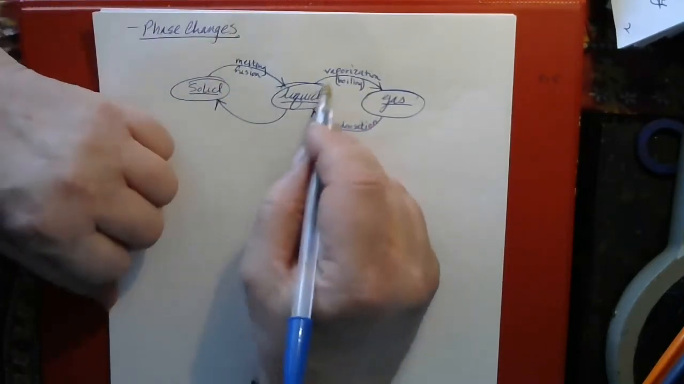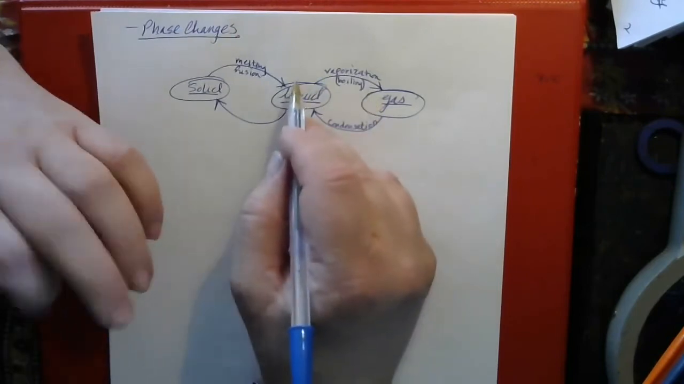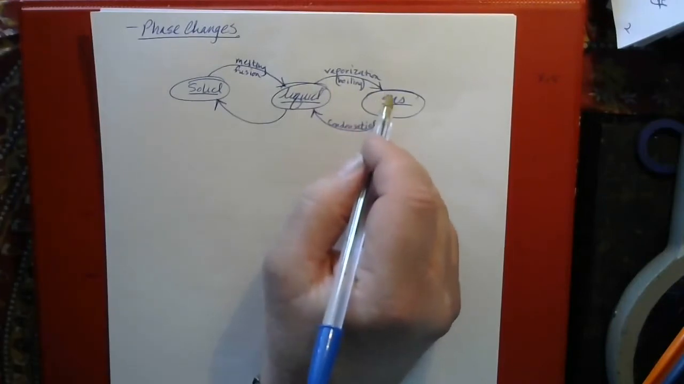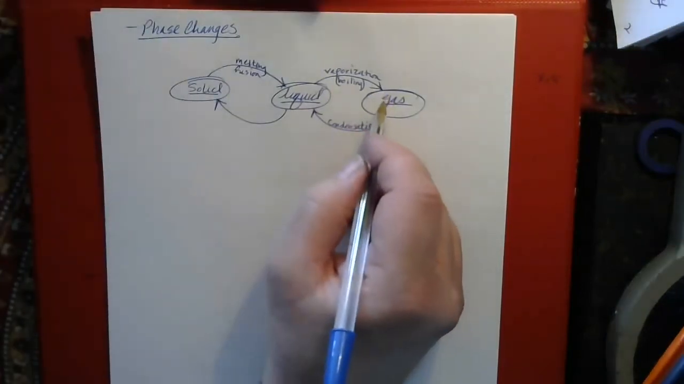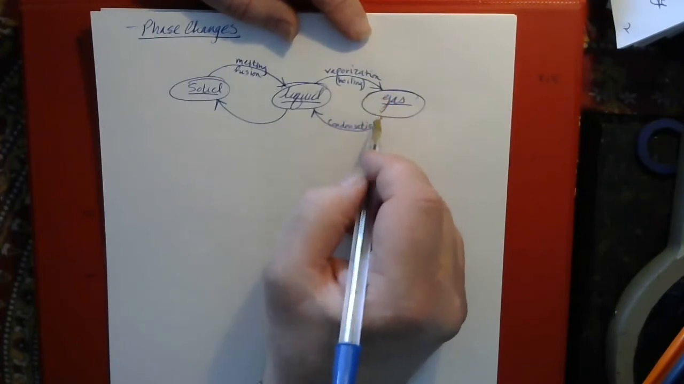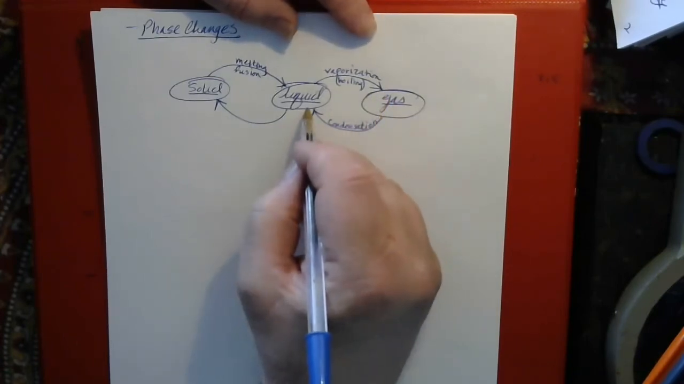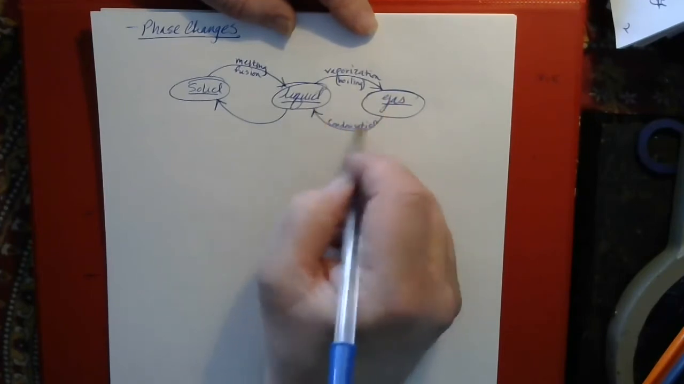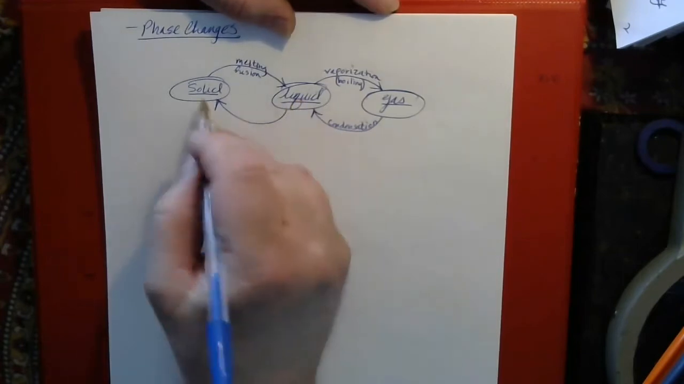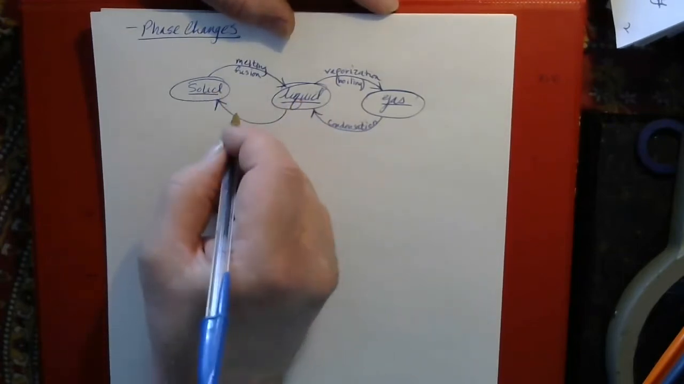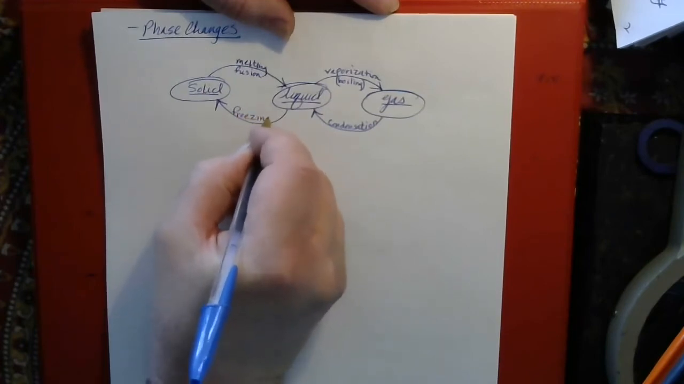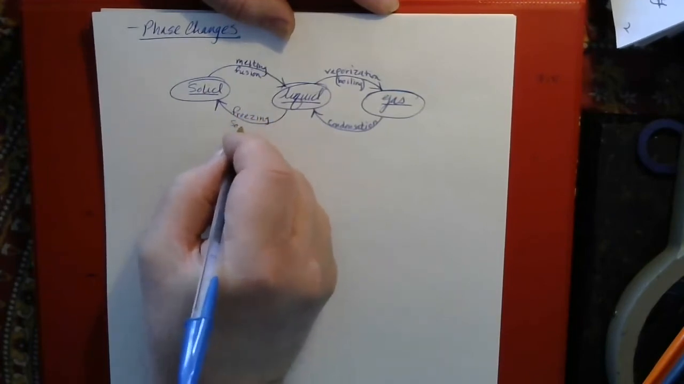So if you wanted to vaporize a gallon of water, you'd have to put in a certain amount of energy. If you then take that steam, the amount of steam produced from that gallon of water, and condense it back into a gallon of liquid water, you would have to take out that same amount of energy. There's a process that can go from liquid to solid also, and that's freezing or solidification.